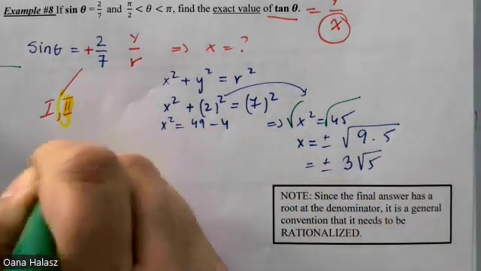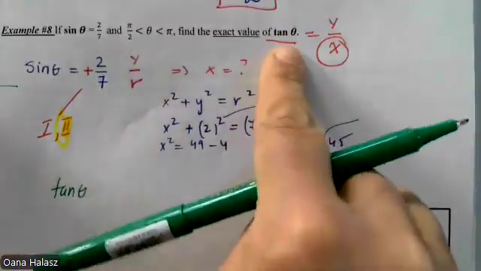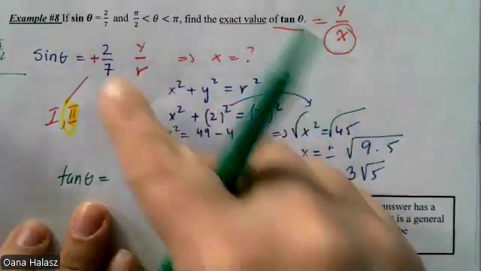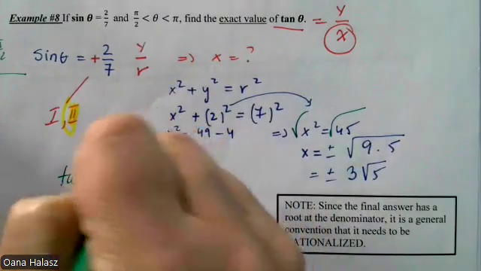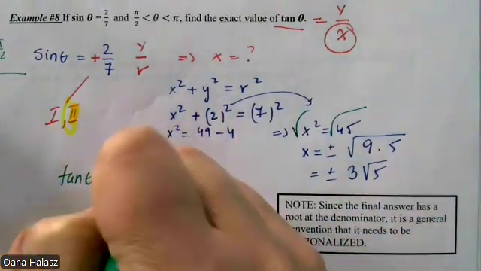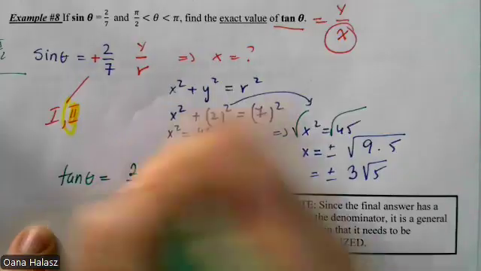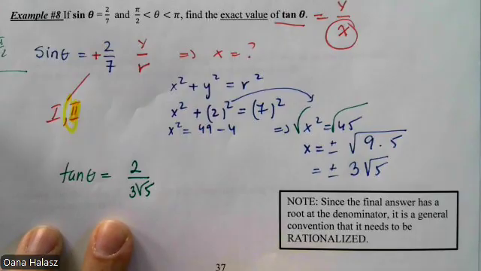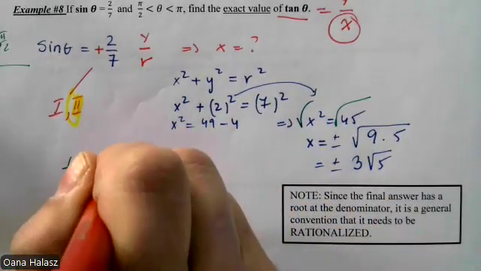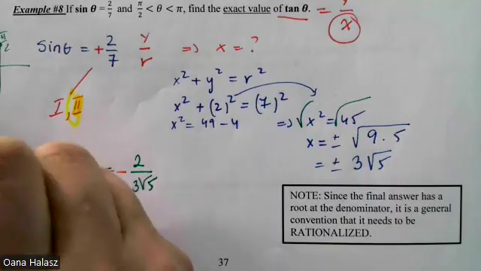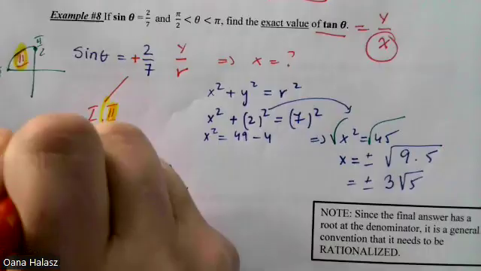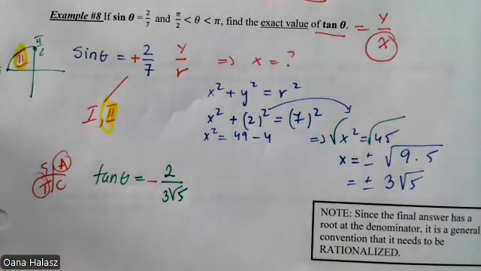Now we have to find the tangent value. That's the question. What's tangent of theta? We know it's y over x. Y is 2. X is 3 times square root of 5. And now we know we're in quadrant 2. Tangent values in quadrant 2 are negative. Because tangent is positive where? In 1 and 3. In quadrants 2 and 4, tangent will be negative.